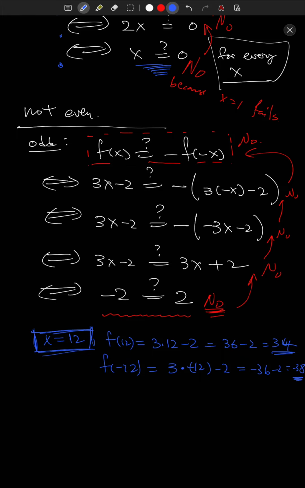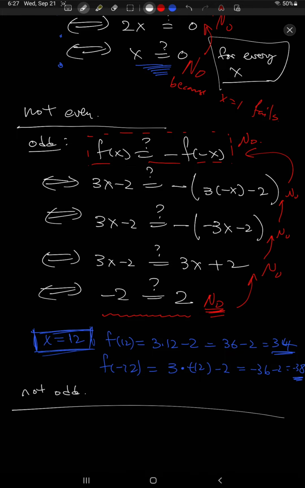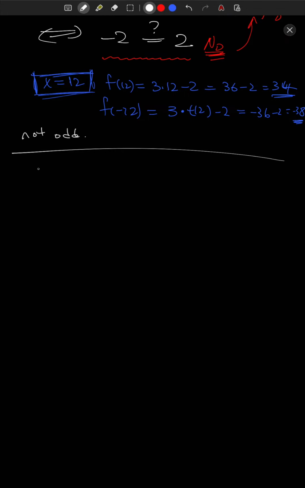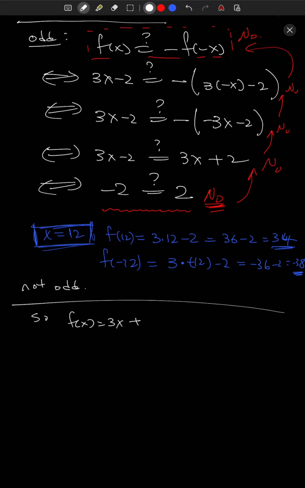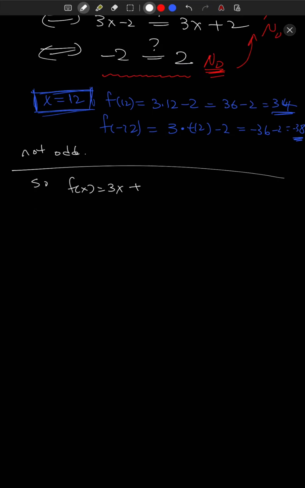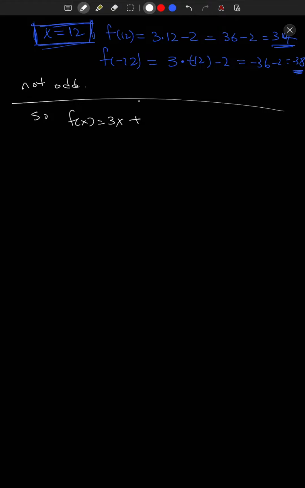All right. So this is not odd either. Not odd. So for this particular problem, this function is neither. So f of x equals 3x plus, was it minus or plus? Minus 2. Sorry about that. Minus 2 is neither odd nor even. Well, I guess I checked even first, so let me write it in this order.